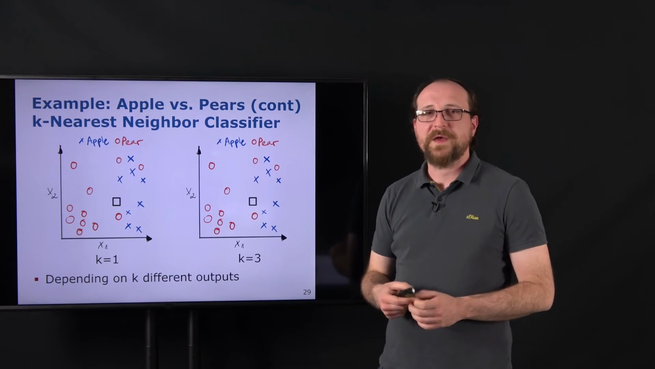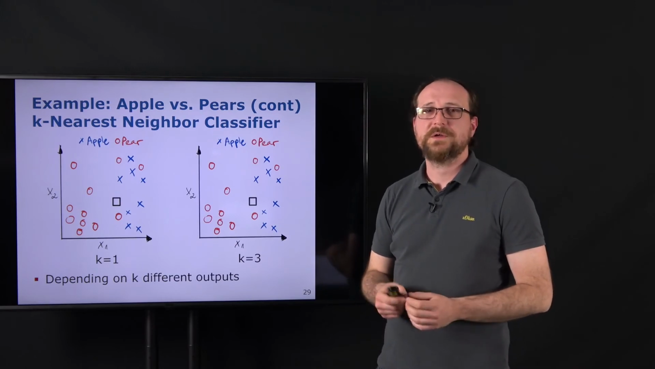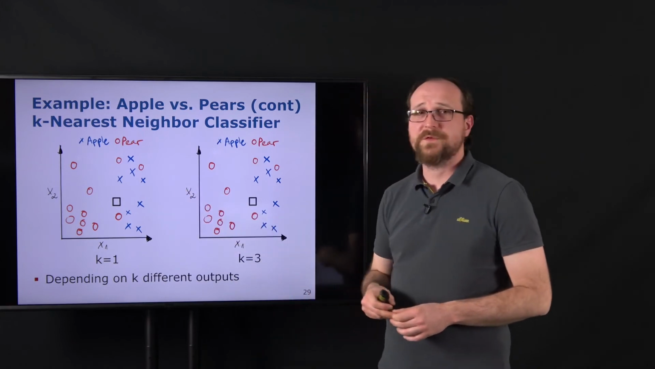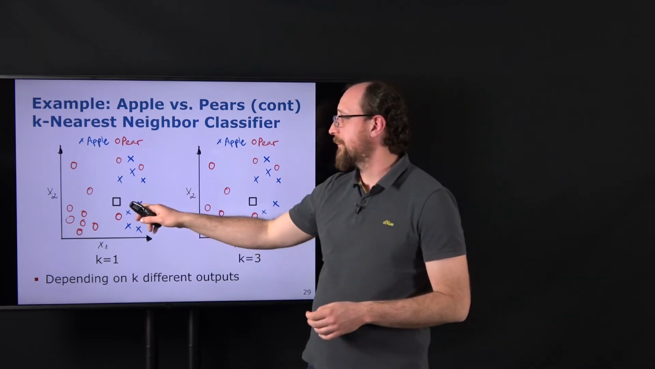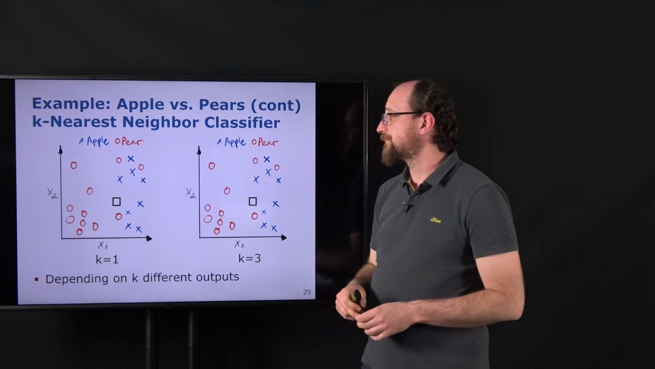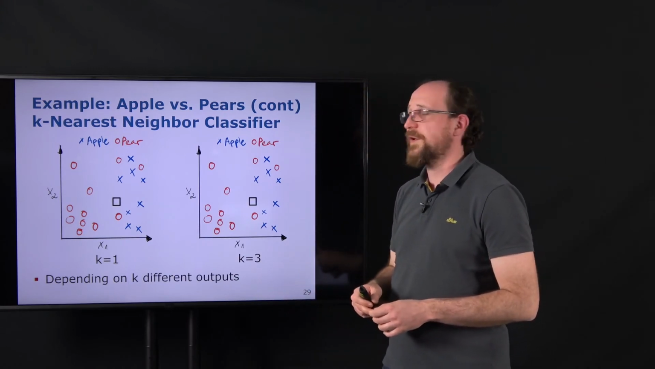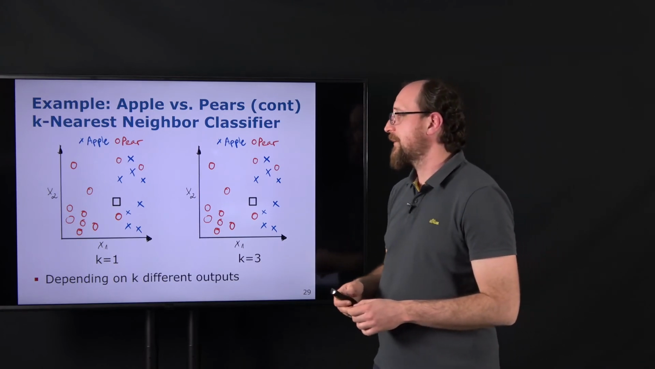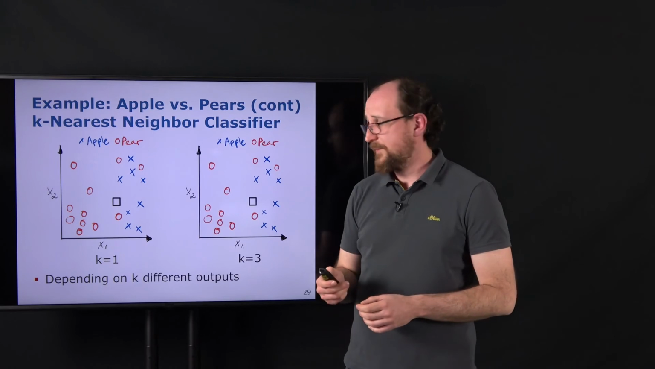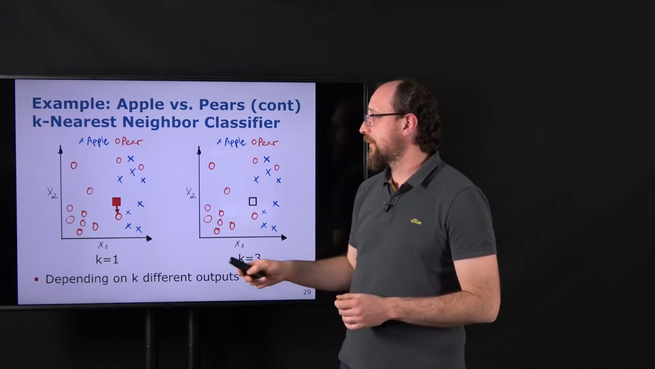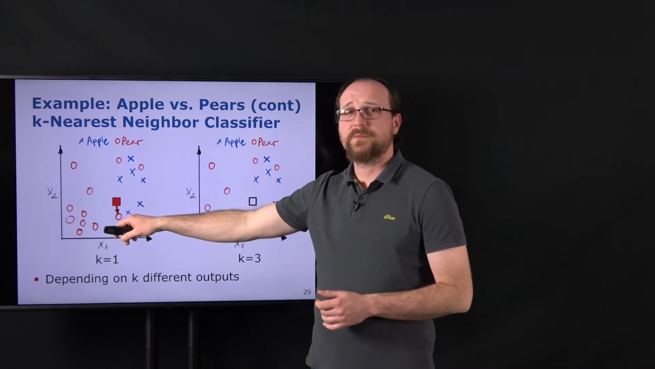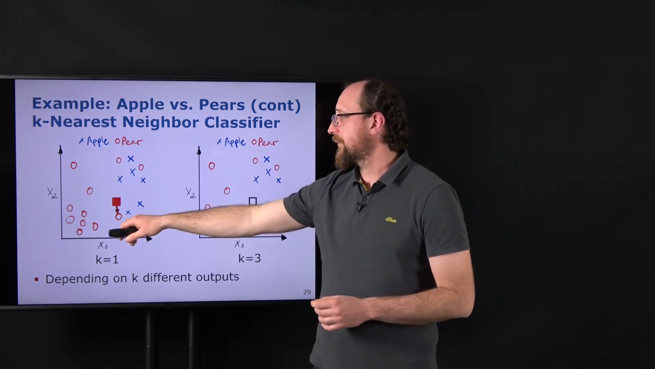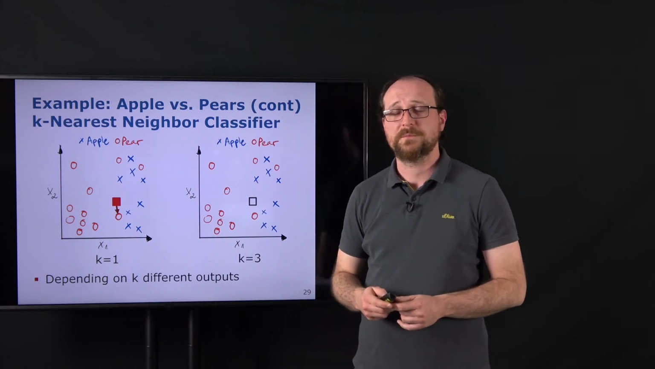When we now look back to our apples and pears example, then we had this feature space, and then we maybe have a new example, which is this box. And for this, we want to figure out what the class is. When we have k equal to 1, then we just look for the nearest neighbor. In this case, that will result in us finding one neighbor, which is a pear, so we would classify this image as pear.